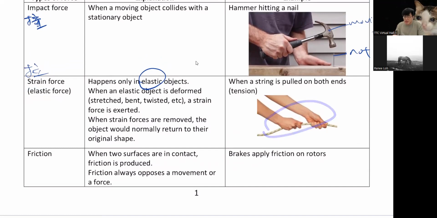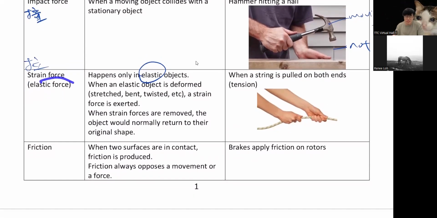Okay, so when a string is pulled on both ends, strain force. In this case, we also 就是那个绳子有 tension, tension 就是张紧力. Okay, when a string is pulled very tightly, that's called a tension.